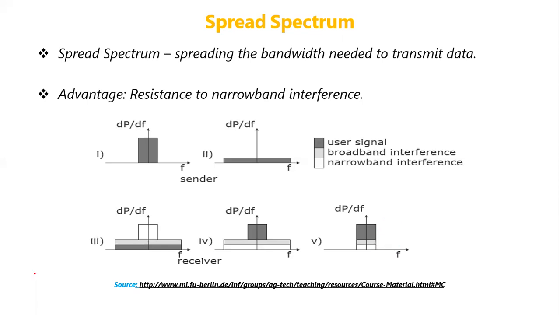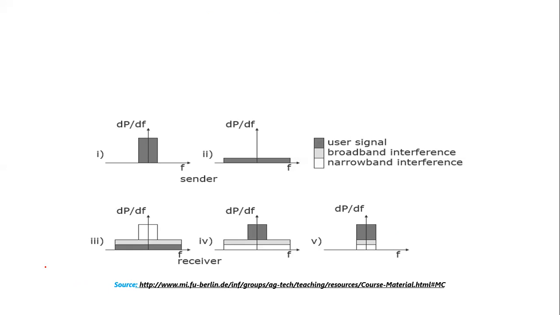Now let us discuss two spread spectrum techniques. We'll be discussing two types of spread spectrum. One is direct sequence spread spectrum, and the other one is frequency hopping spread spectrum. So first, let us understand what is meant by direct sequence spread spectrum.